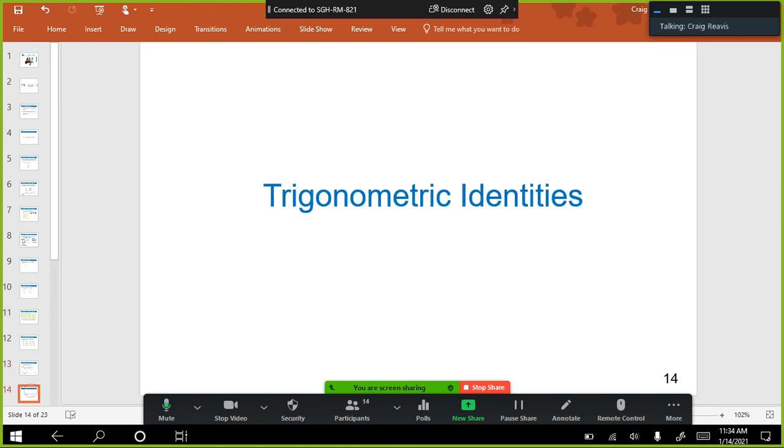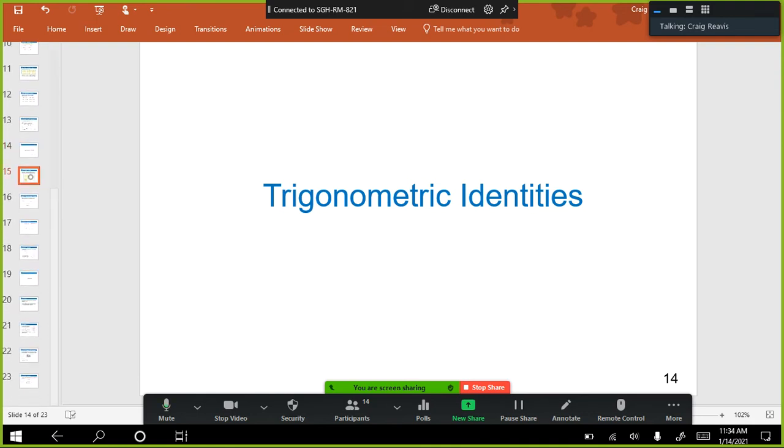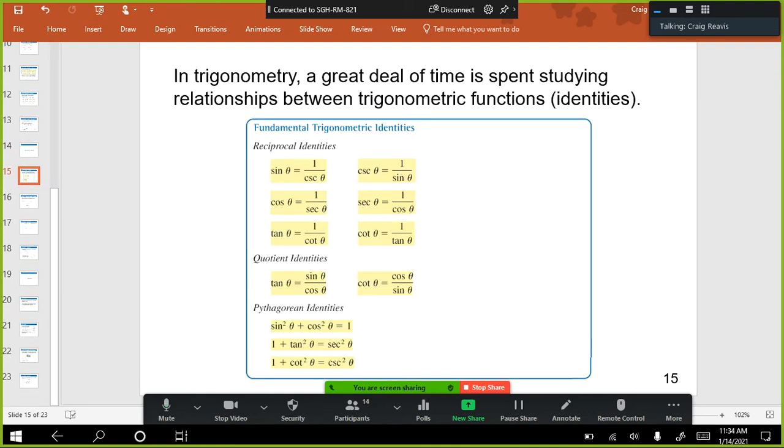All right, I'm not going to go through that right now. We're not going to do the degrees, minutes, and seconds right now. So let's go on to what they have here, trig identities.